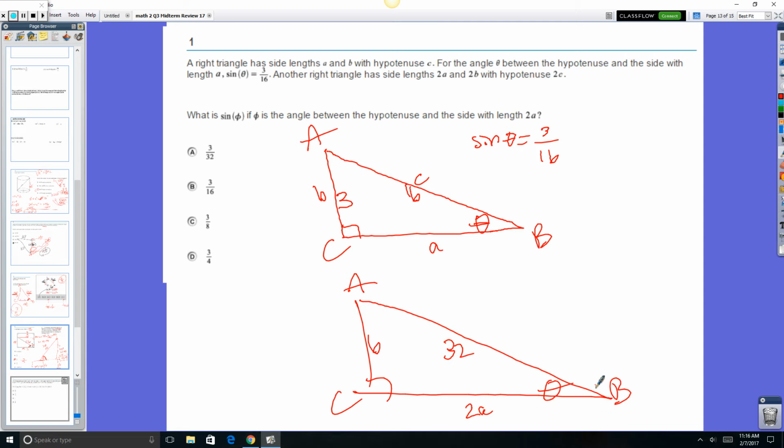So theta is in the same spot. They're using phi instead of theta, so it's a different letter of the alphabet, but it's the same idea. It's going to mark the same angle, between the hypotenuse and A, right here, which is where we put that one.